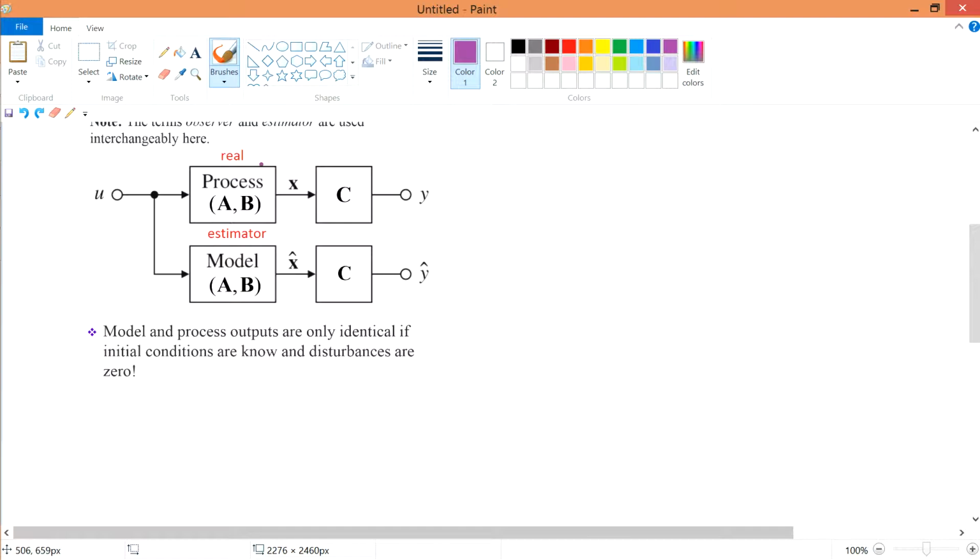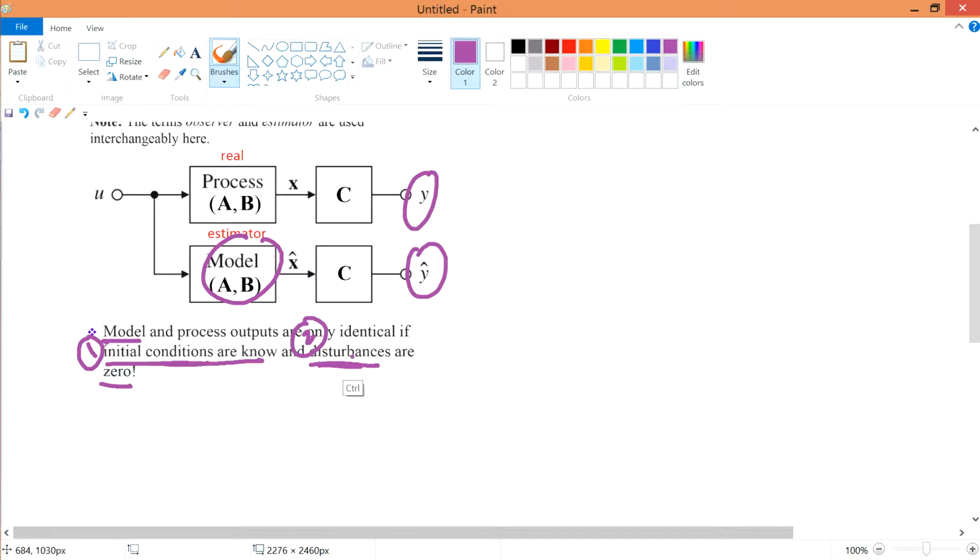But before I go to the next video, I just want to inform you that in order for the model, which is this one, and the processor, this one, to have the same outputs, which are over here, the only occurrence is when you're talking about initial conditions. Only if their initial conditions are known and the disturbances are 0. So these are the two things that you may want to remember: initial conditions are known and the disturbance is 0.